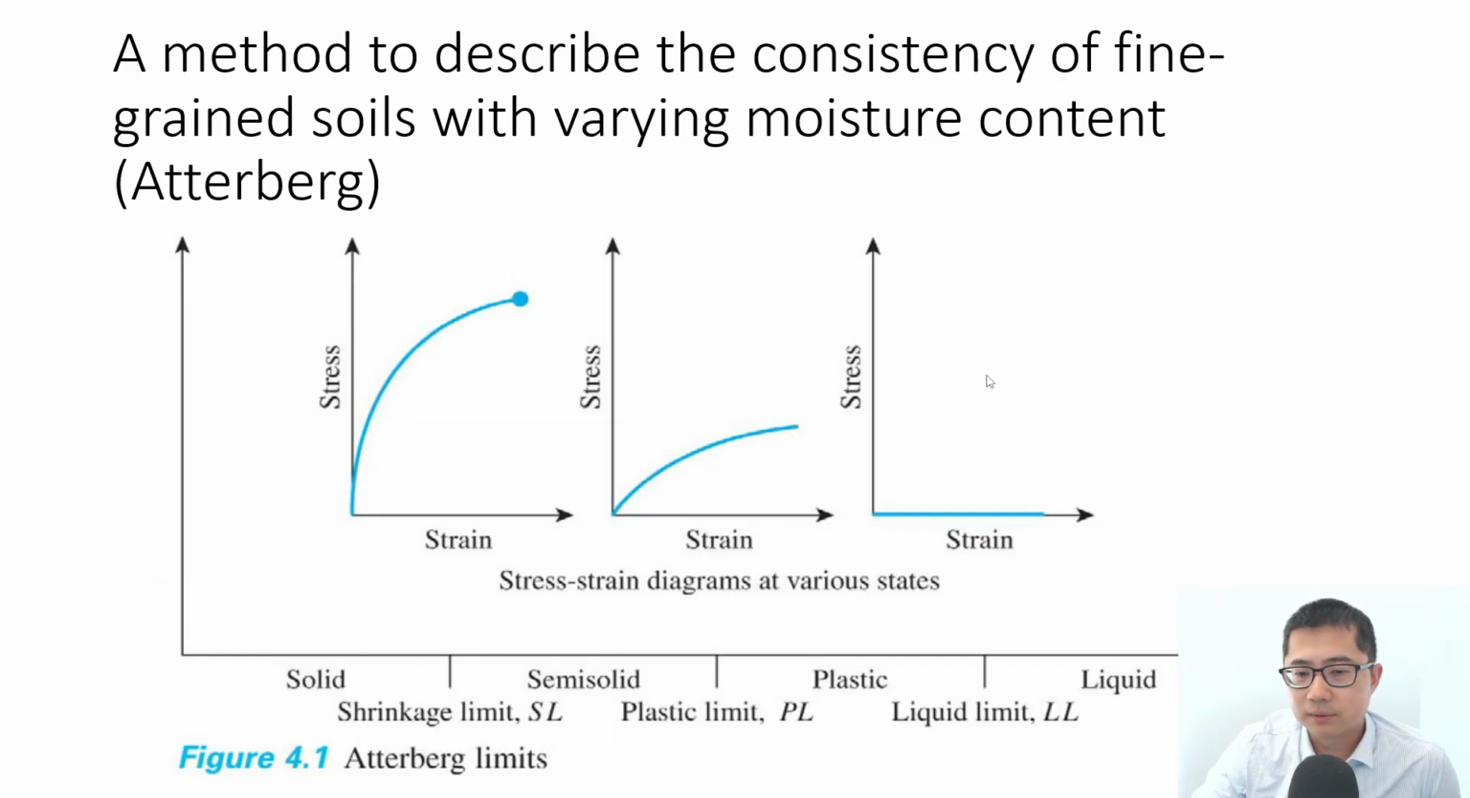And we talked about some of the Atterberg limits that are important for our practice. That is specifically the PL, the plastic limit, which separates the soil from the solid, semi-solid side to the plastic side, and the liquid limit, which separates the soil from the plastic side and the liquid side. And the soil at those three different states, solid on the left, plastic in the middle, and liquid on the right, would have very different stress and strain diagrams.